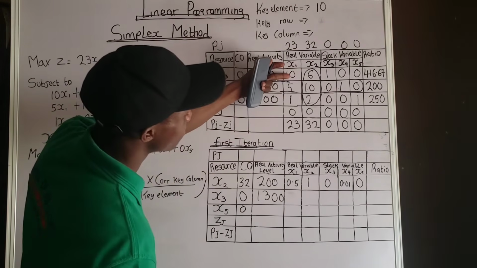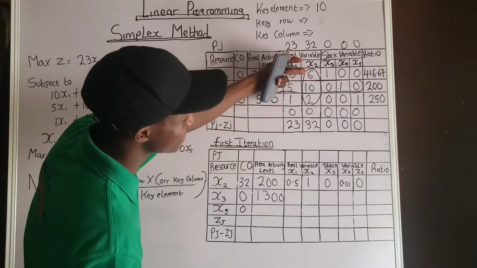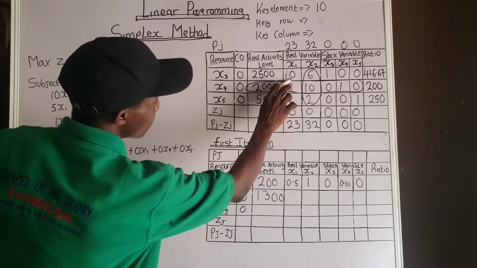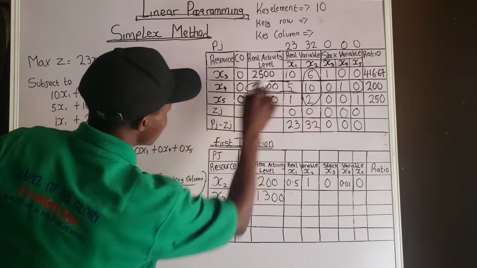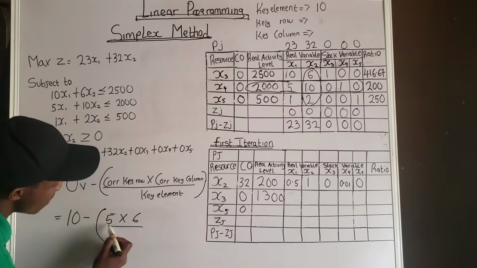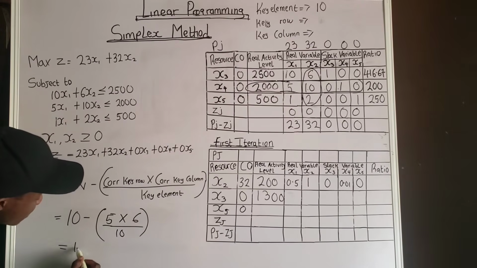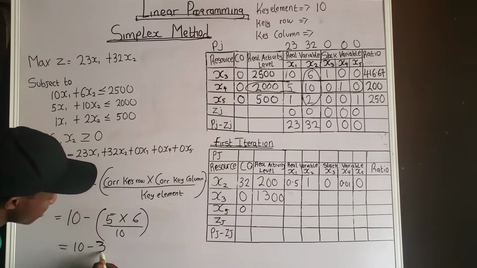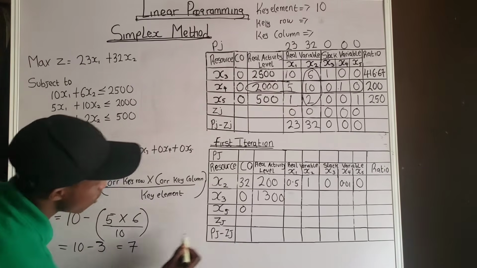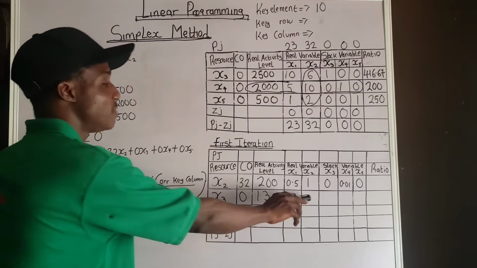You are going to trace from 10 to the key column element. So the corresponding key column element is 6, because if you trace from 10 to this side, you are going to get 6. So I'm going to have 5 multiplied by 6 all over 10. If you punch your calculator, you are going to get 10 minus 3, which is equal to 7. So the new value of this cell is what? 7.